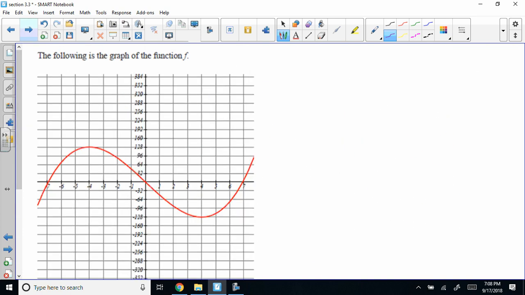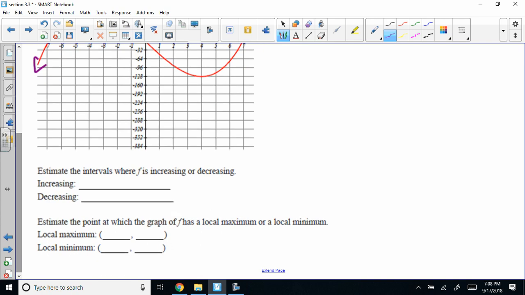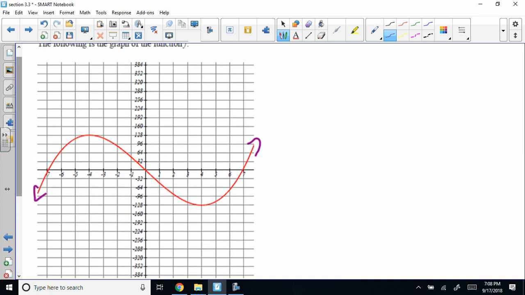Now, oh, Lord help us. For what we see, they want us to determine intervals where it's increasing or decreasing. Then they want us to turn around and look at the points where you might have a local maximum or local minimum. All right. So first things first, find me increasing, decreasing, or look at it and be able to set some kind of strategy to figure that out.